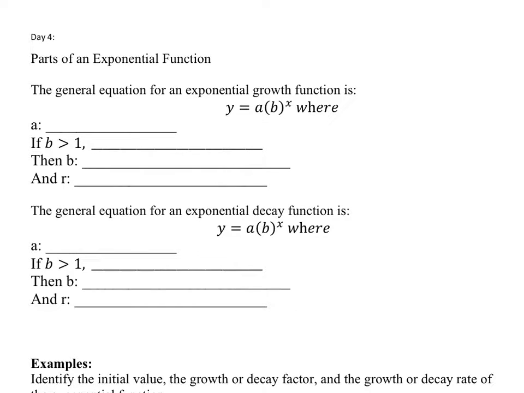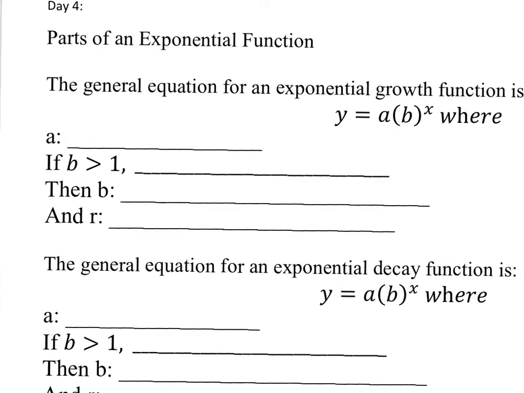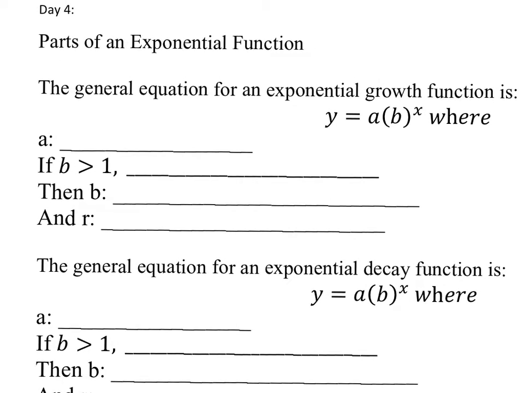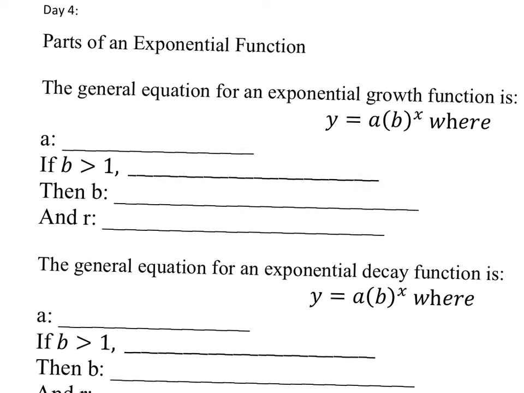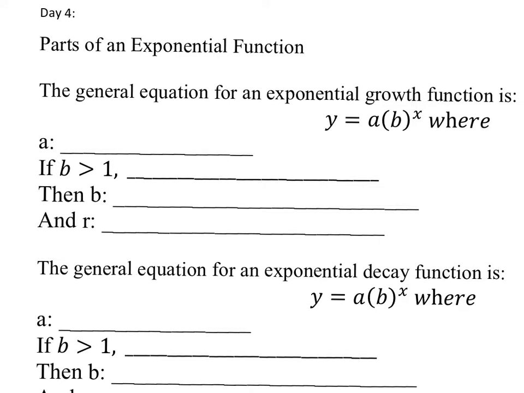Alright, so today we're going to be talking about parts of an exponential function, and I just want to review the general equations for an exponential function. If we're looking specifically at growth, that means b is going to be greater than 1. A is what we call our y-intercept, or initial value. So a, being our y-intercept, is the initial value we start at.